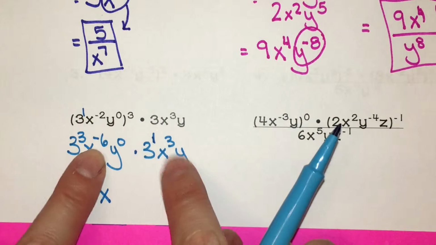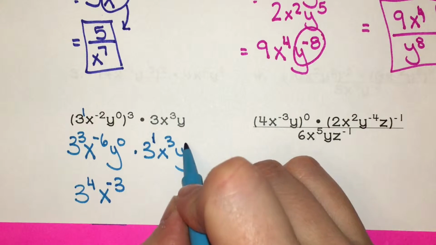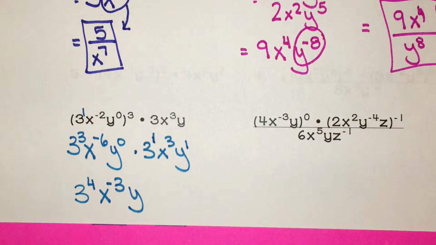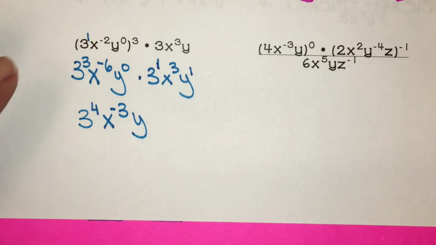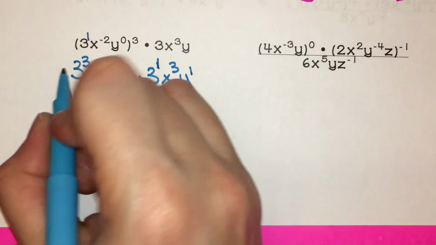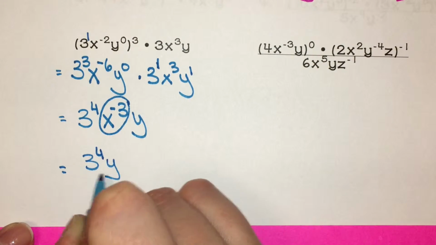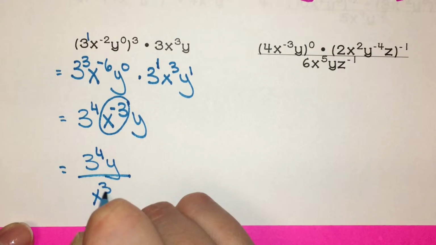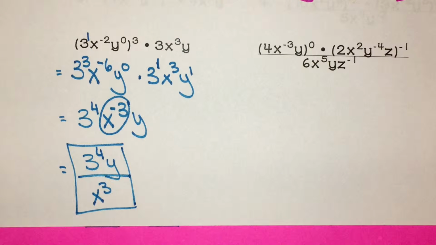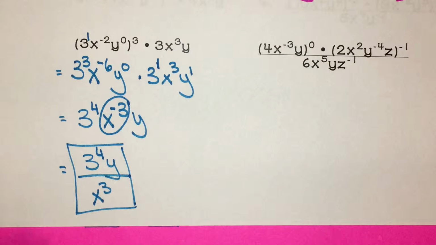X to the power of negative 6 plus 3 is negative 3. This y would be raised to the 1st. So y to the power of 0 plus 1 is 1, which I can just write as y. So I'm just going to leave it alone. All right, we have a negative exponent, so that moves to the denominator. Leave the rest on top. 3 to the 4th y over x to the positive 3rd. And I can multiply out 3 to the 4th if I want to, or because I was multiplying it by itself, I could keep it with exponents.